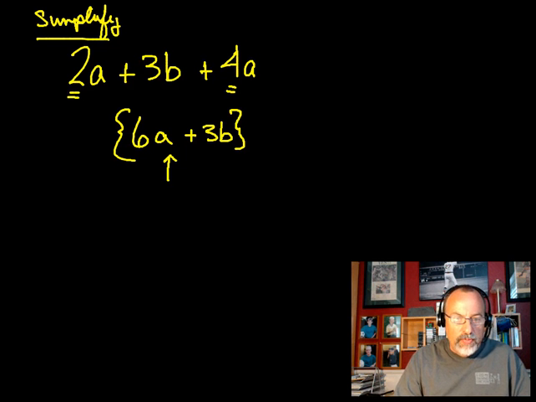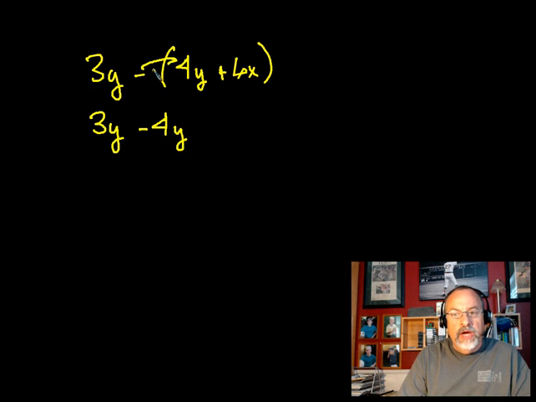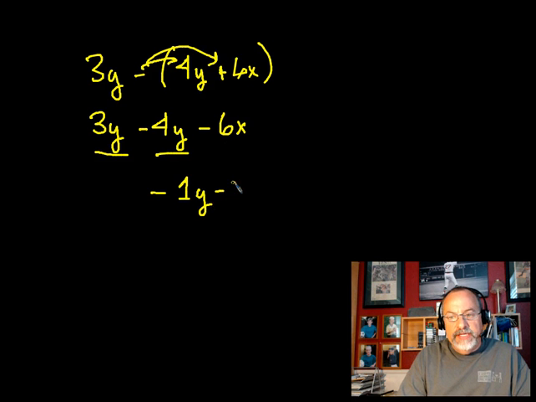Okay, let me do one more problem for you out of this lesson. Let's do this one here: 3y minus (4y plus 6x). Whenever I have parentheses, I need to remove them, and I can do that by distributing. So I have 3y, and you multiply the negative sign times each of these. So it's negative 4y, and then minus 6x. Now I'm looking for like terms. Here's a y, and here's a y, exactly the same, so I can add these. So 3y minus 4y is negative 1y minus 6x.